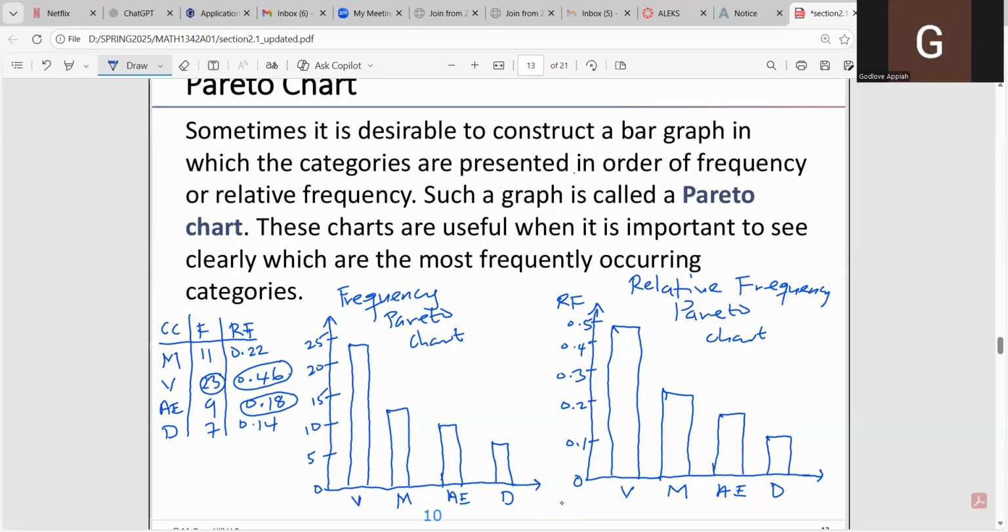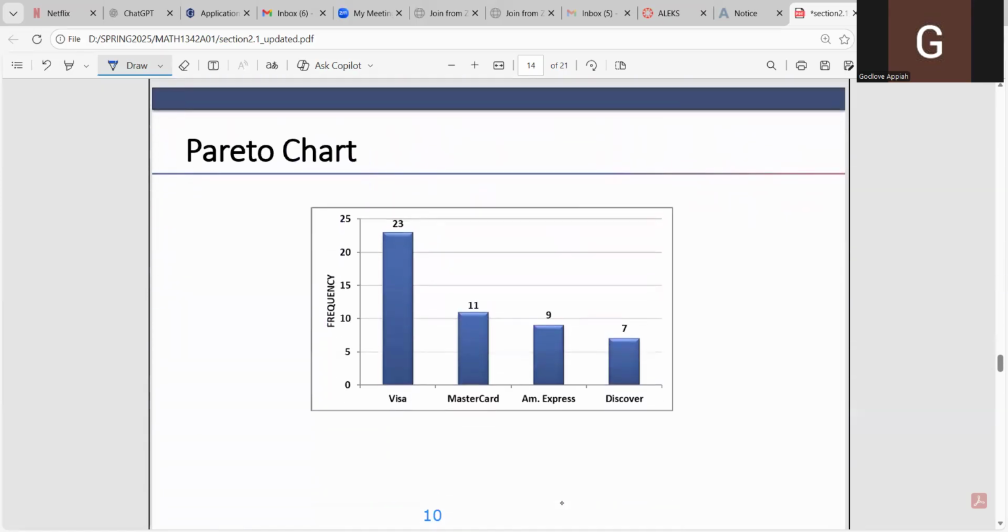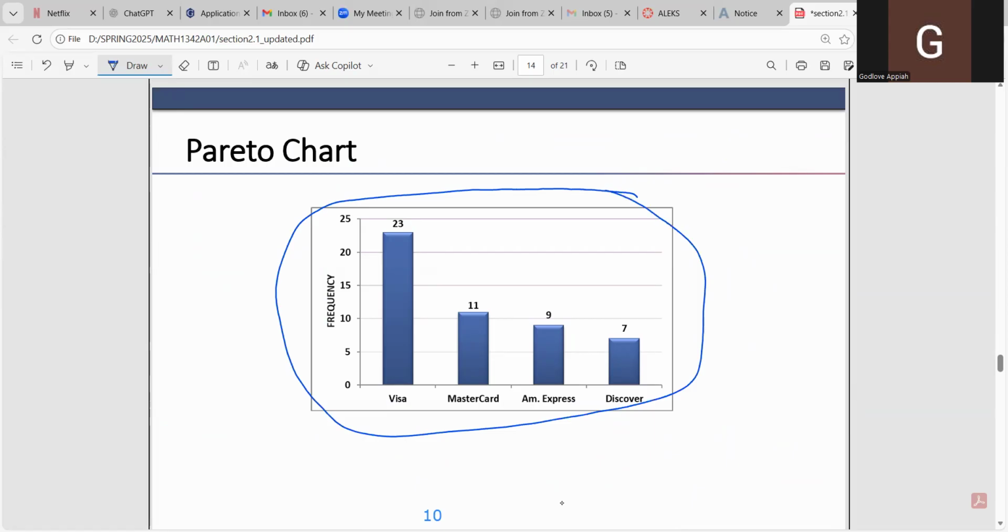As you can see, both charts are the same. It's just like relative frequency bar graphs and frequency bar graphs. They're exactly the same. The only thing that differs here would be the vertical axis. On this one, we have the relative frequencies, and here we have the frequencies. That's the only difference. Everything else should be the same. So we have here the frequency Pareto chart for the credit card data. We've already constructed this, and I also constructed the relative frequency Pareto chart.